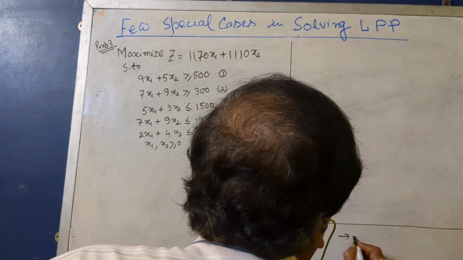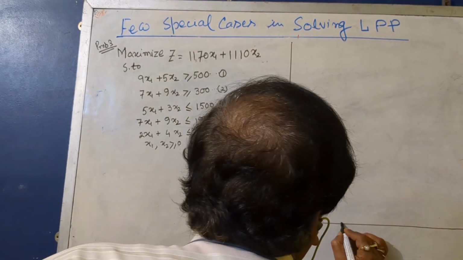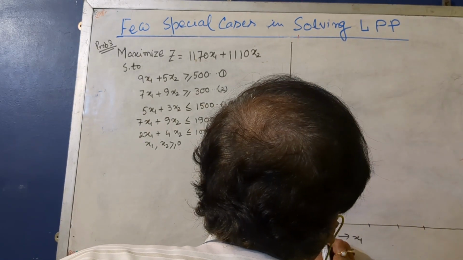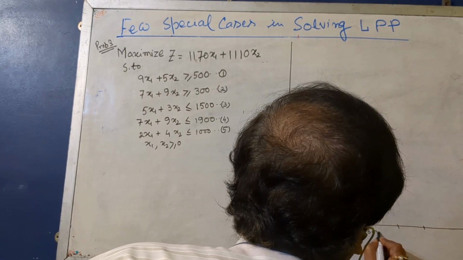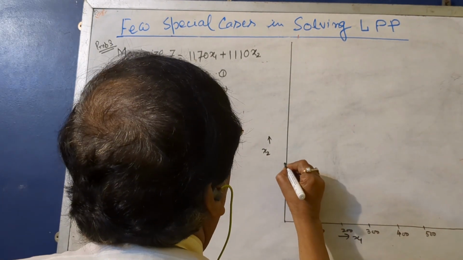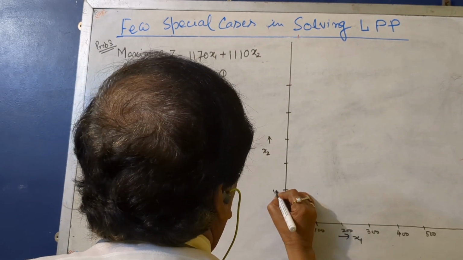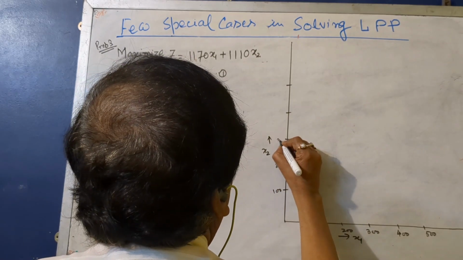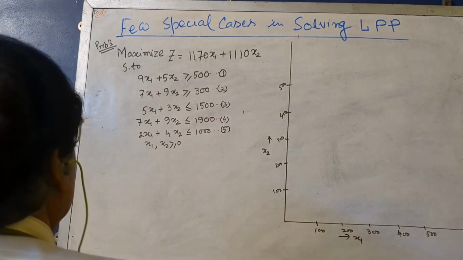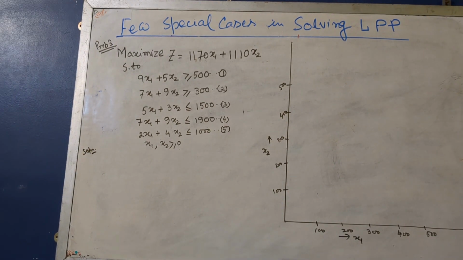So this is x1 and this is x2. 1, 2, 3, 4, and 5. 100, 200, 300, 400, and 500 in this one. 1, 2, 3, 4, 5. 100, 200, 300, 400, and 500. Solution. Again, we have to put all these constraints on the graph paper.